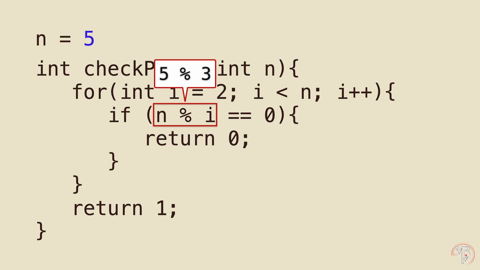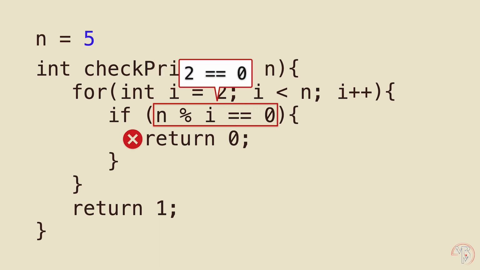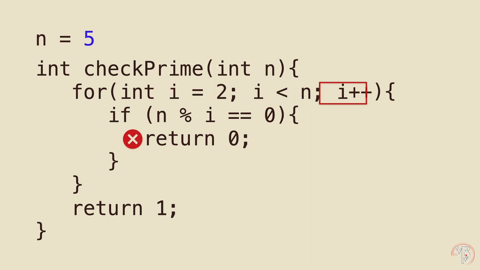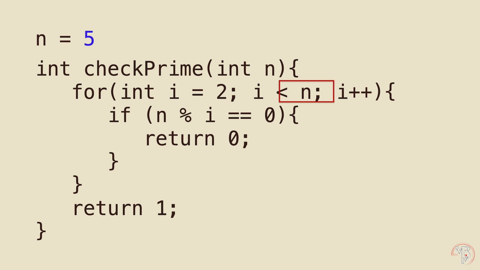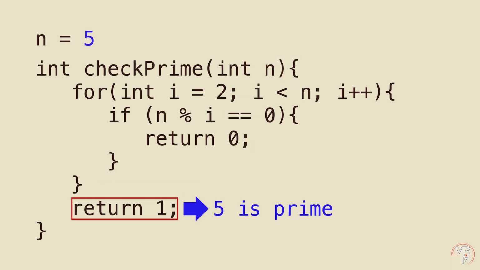The remainder of 5 over 3 is 2, so this return statement is ignored again, and i becomes 4. The remainder of 5 over 4 is 1, so we ignore this return statement again, and i becomes 5. 5 is not less than 5, so the loop terminates and the computer moves on to the next line of code after the loop, and returns 1, which means that 5 is a prime number, which it is.